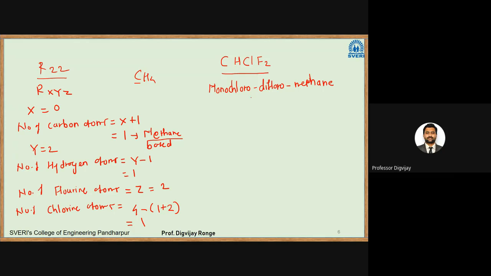Okay. So I hope you understood this simple mathematical calculation. I will give one more refrigerant. So that is R134. And you have to similarly derive its name and chemical formula. So this time I expect more participation. You have to derive a chemical composition and name for R134.